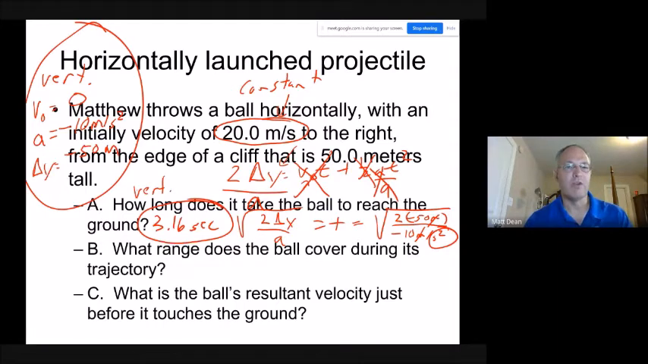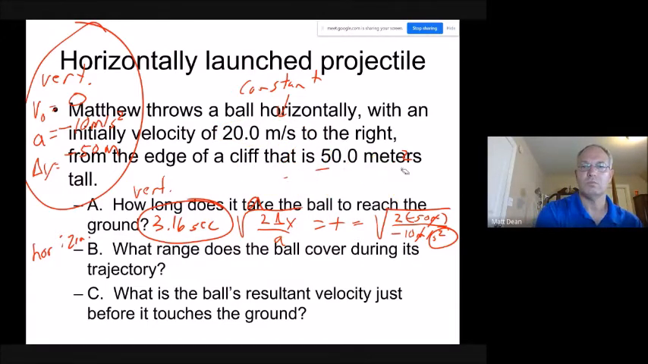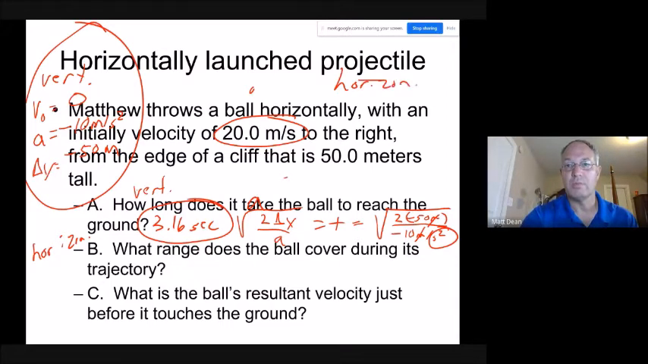Now, on part B, we're looking for the range. Well, the range is the horizontal displacement. So for range, we need to think horizontally. And let's think about what we know horizontally. We know the horizontal velocity is 20. So let's make a column here for horizontal. So the velocity is 20 meters per second. There's no acceleration because there's no force acting horizontally. And that's pretty much what we know, right? We do know, though, that we found the time over here to be 3.16 seconds.